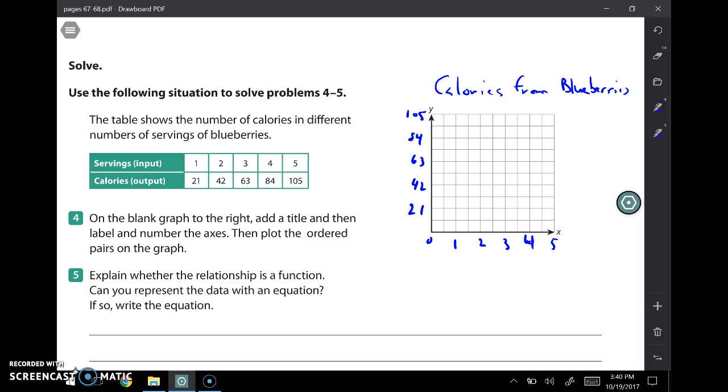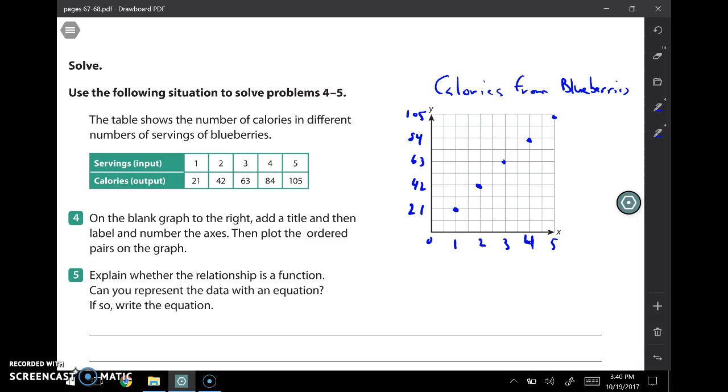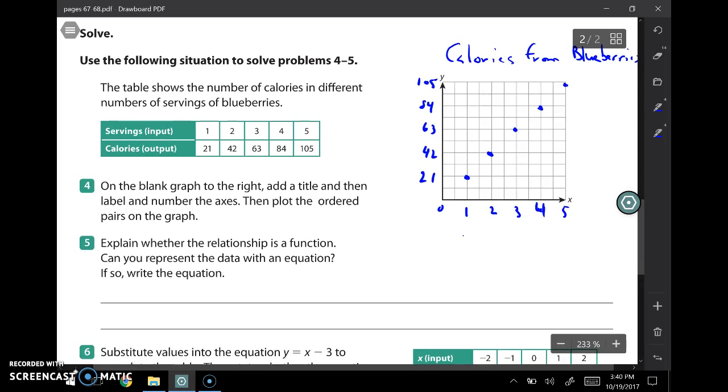Because these are all going by even increments of 21, right away you can already know, hey, I can write an equation for this because the rate of change is constant. It is 21 calories for every 1 serving of blueberries. So 1 serving, 21 calories. 2 servings, 42. 3 is 63. 4 is 84, and 5 is 105. This is a proportional relationship because it starts at 0, 0, and it's moving at a constant rate of 21 calories per serving. Okay, so this is number of servings, and this one is the total calories.